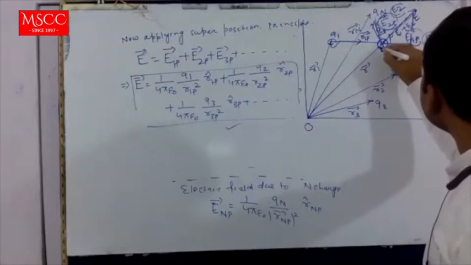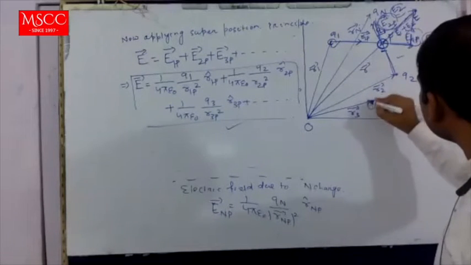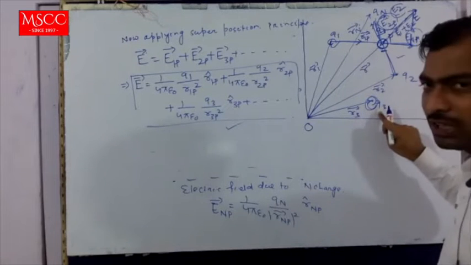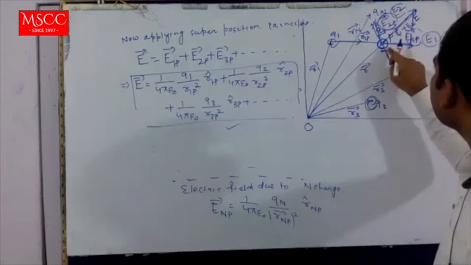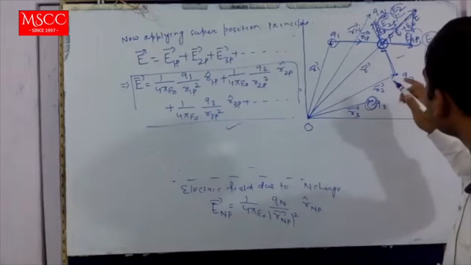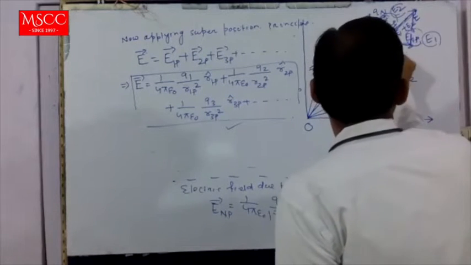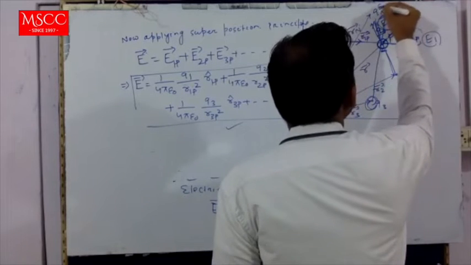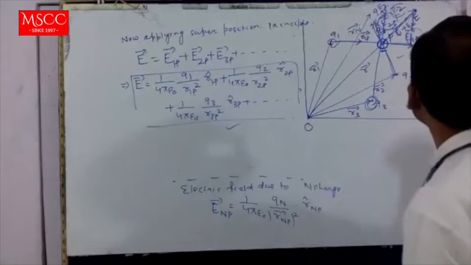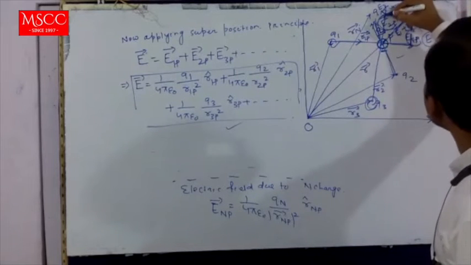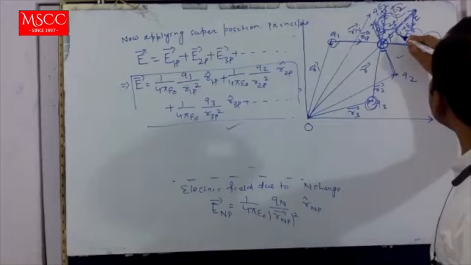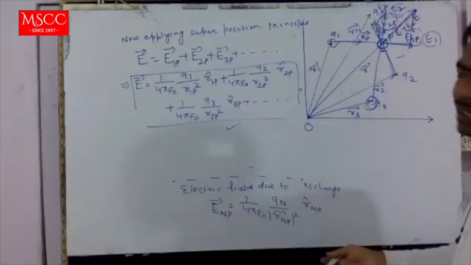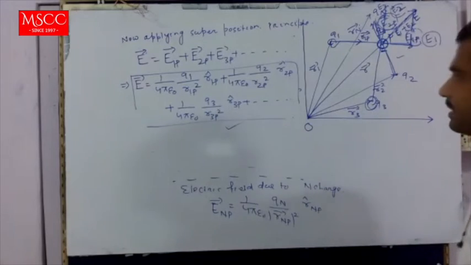Similarly, electric field intensity at the point P due to Q3 will be in this direction. Suppose this is E3, then we can write in this format: this is E1, this is E2, and this is E3. Then their resultant will be found in the same way.